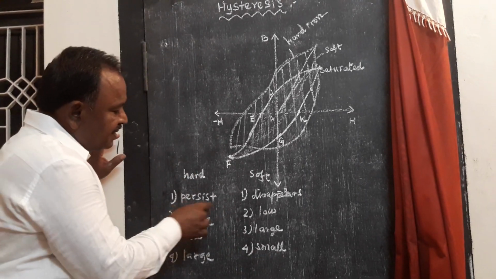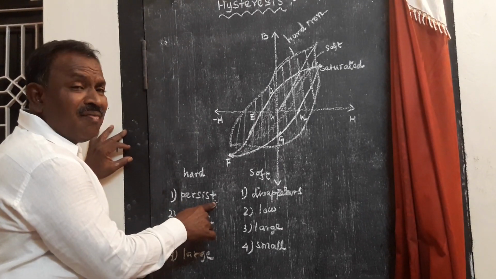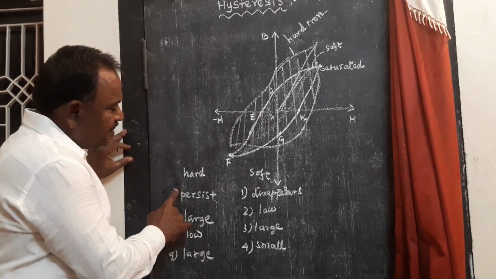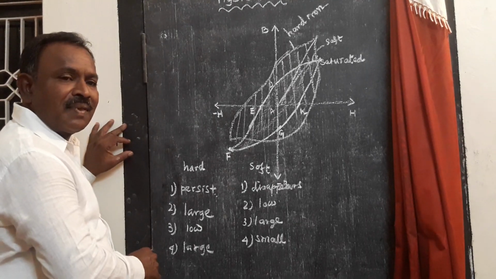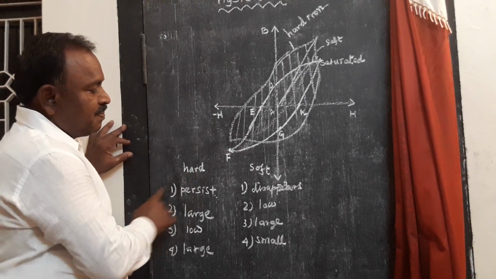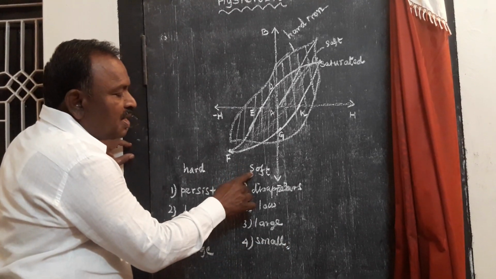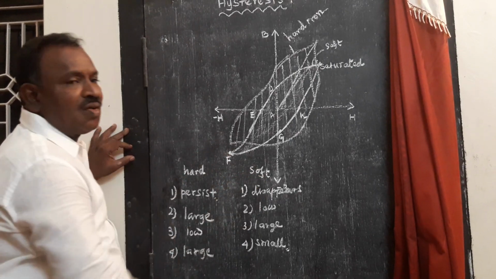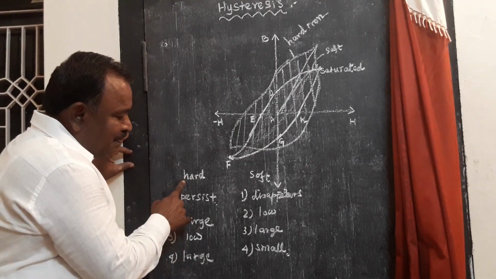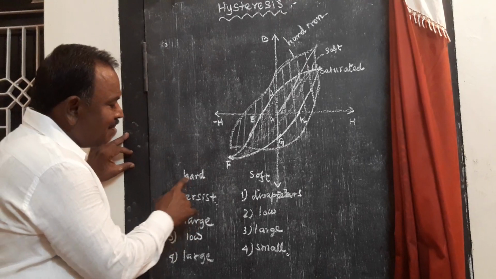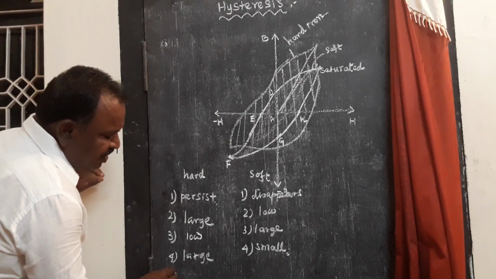Hard iron, since it has persistence, retains the property of magnetism, so it is used for permanent magnets. But soft iron, since the loss is very small, is used as the core of the transformer.